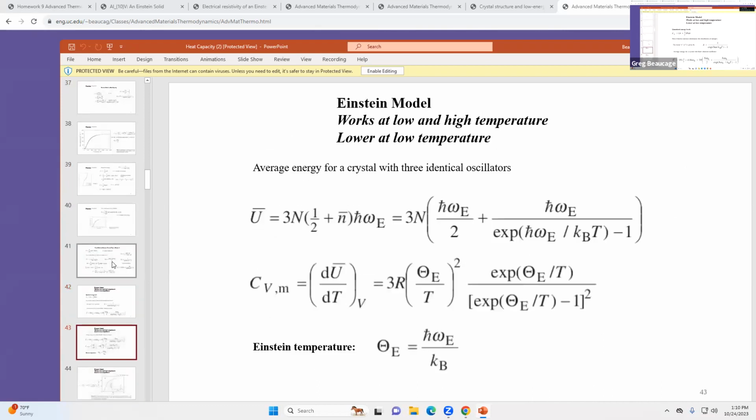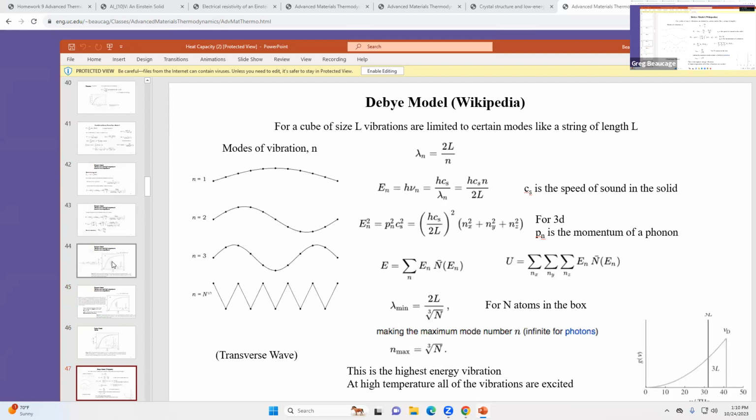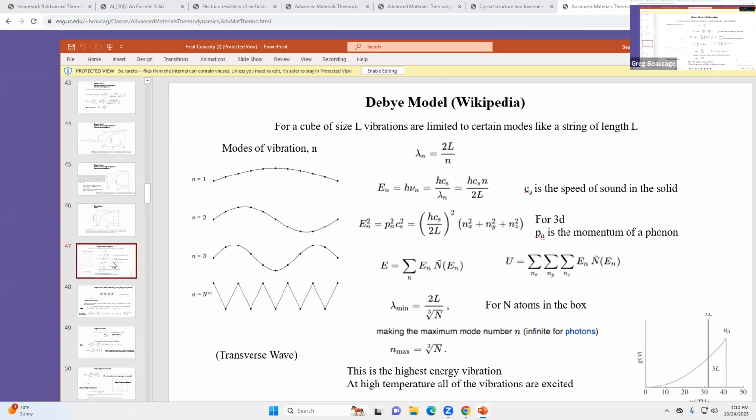Now slide 80 comes to mind, but that's the other class. Let's see, or that.